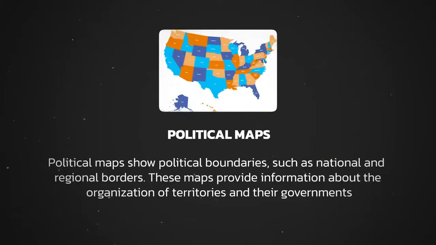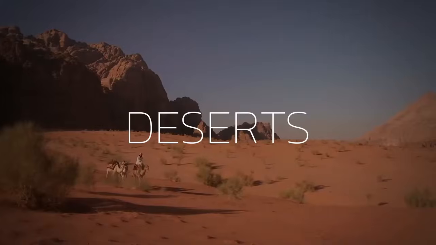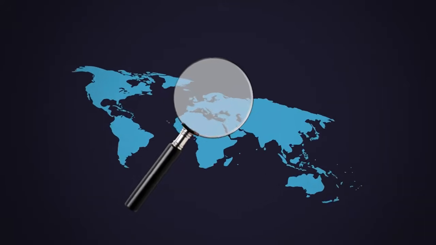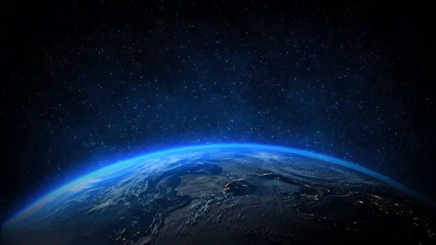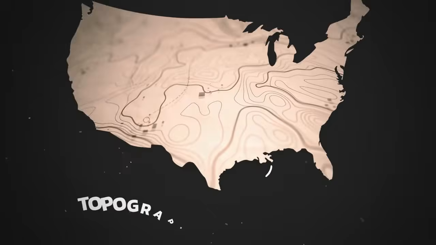Political maps show political boundaries, such as national and regional borders. These maps provide information about the organization of territories and their government. Physical maps show the natural features of the Earth's surface, such as mountains, rivers, lakes, deserts, and coastlines. These maps provide information on the physical geography and the topography of a region.